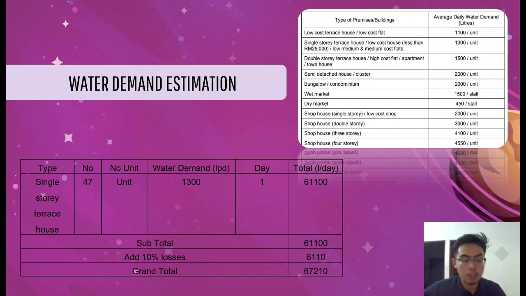Alright, for the water demand estimation, basically the water demand we get from the table, which is for the type of house, a single-storey terrace house, and the water demand is 1,300. We multiply with the number of houses, which is 47, and we get 61,100 liters per day. So we add 10% loss, which is 6,110, and we sum up the losses and the subtotal, and we get the grand total, which is 67,210.